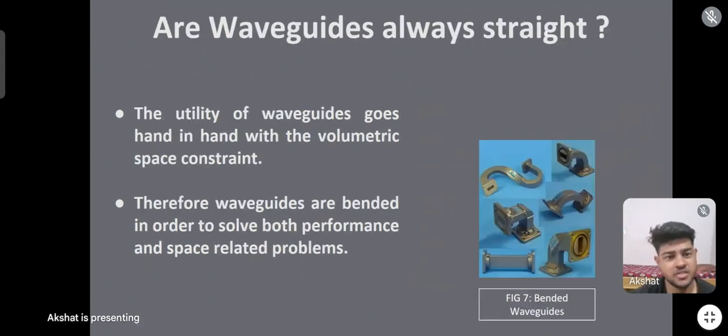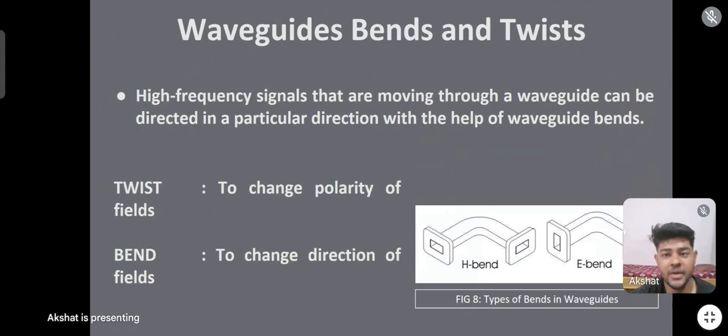Are waveguides always straight? The utility of waveguides goes hand in hand with the volumetric space constraint. Therefore, waveguides are bent in order to solve both performance and space related problems. The waveguide bends and twists. What would happen if we twist or bend the waveguides? If we twist the waveguides, it will change the polarity of the fields, whereas if we bend the waveguides, it will change the direction of the fields.